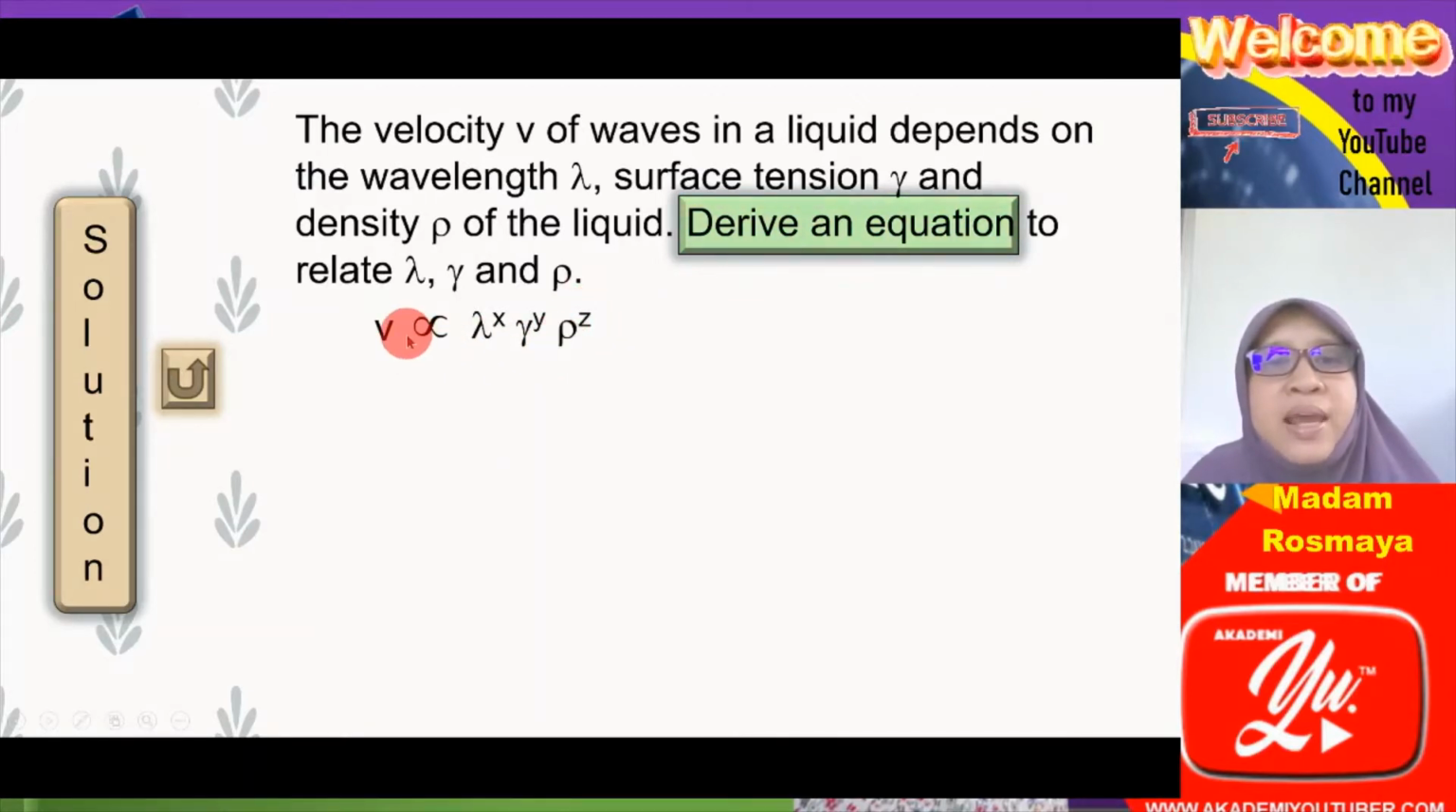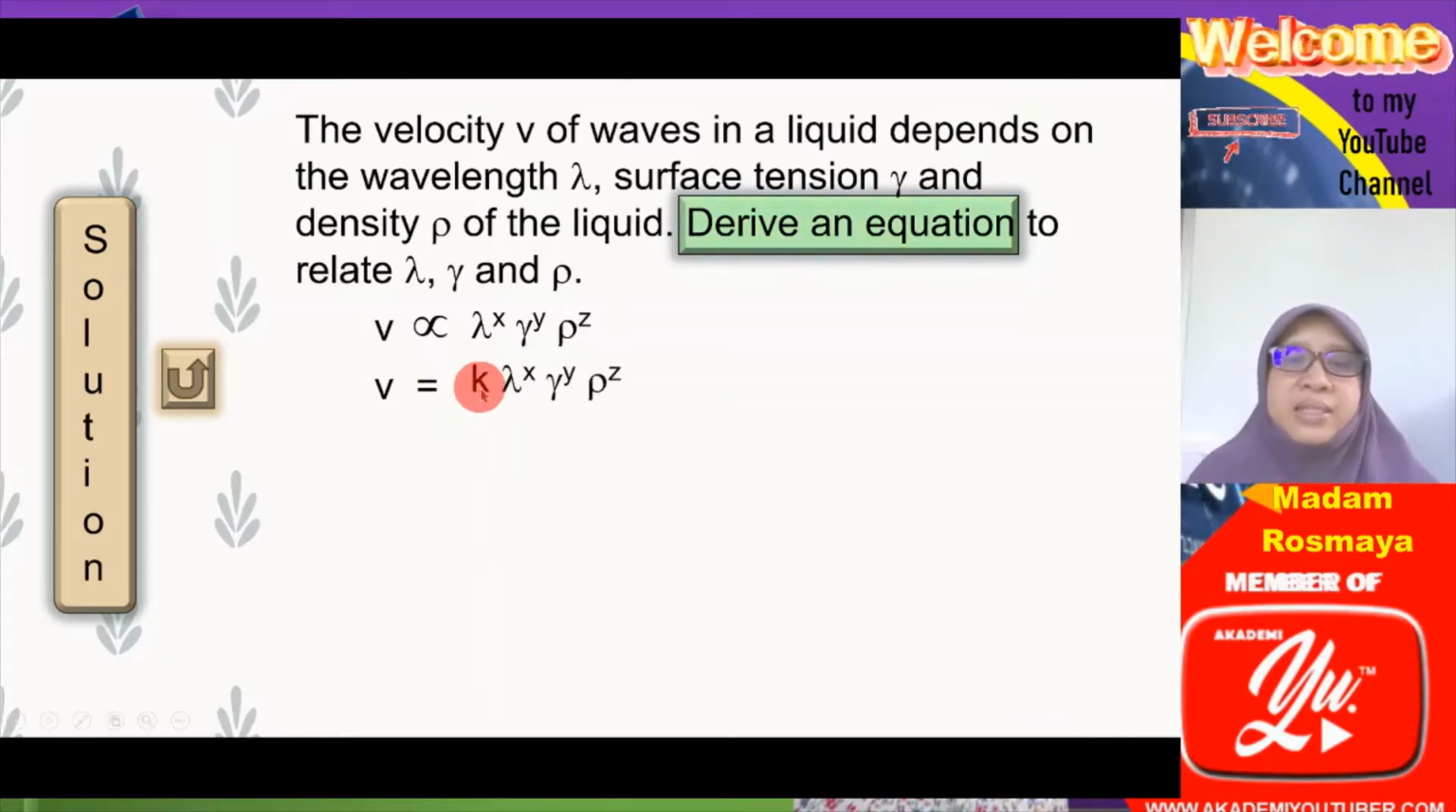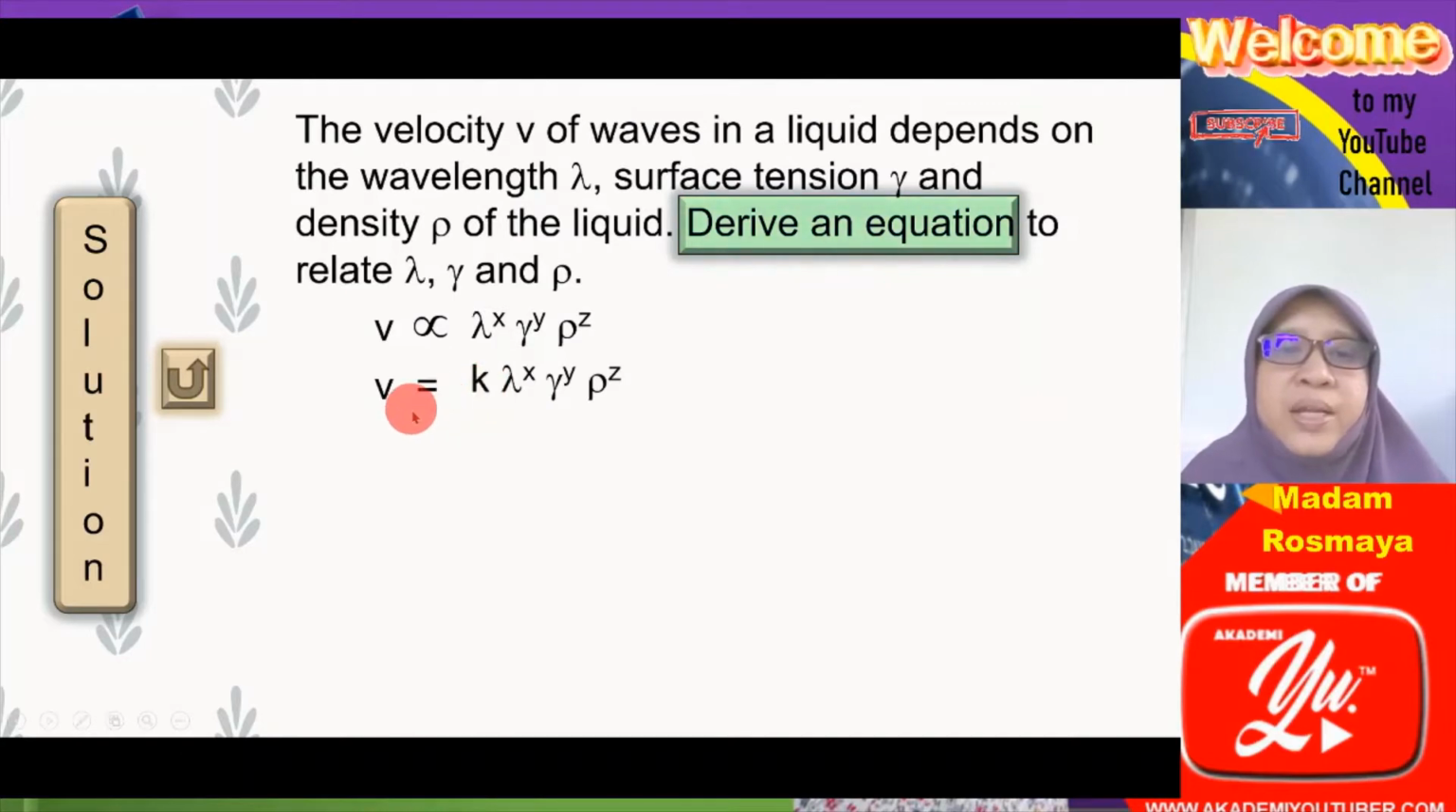So we can say that the velocity of the wave depends on lambda to the power of x, gamma to the power of y, and rho to the power of z. Now using mathematics rules, we put this as equals. When we put equals, we must put together a constant, and let's name the constant as k. So now the equation becomes v equals k lambda to the power of x, gamma to the power of y, and rho to the power of z.